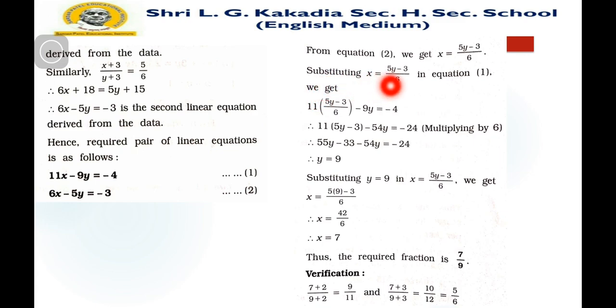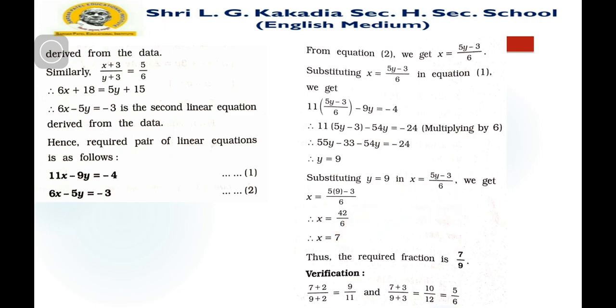Substituting x is equal to (5y minus 3) upon 6 in equation number 1, we get, after putting this value, at last y is equal to 9, means the value of y is equal to 9. Now we put the value 9 in equation number 3: y is equal to 9 in x is equal to (5y minus 3) by 6, we get x is equal to 7 at last.